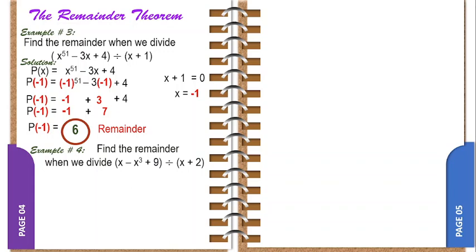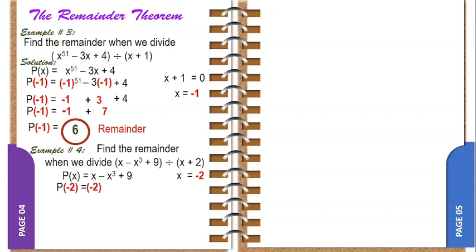Sample number 4. Find the remainder when we divide x minus x cubed plus 9 by x plus 2. As you notice, the given dividend is not arranged in standard form. It doesn't matter because we use the remainder theorem. Again, we let the dividend equal P of x, then solve for x in the given divisor. Another way of finding the value of x is to simply look at the constant term. The constant term is positive 2. Just change it to negative. Then replace all x by negative 2.